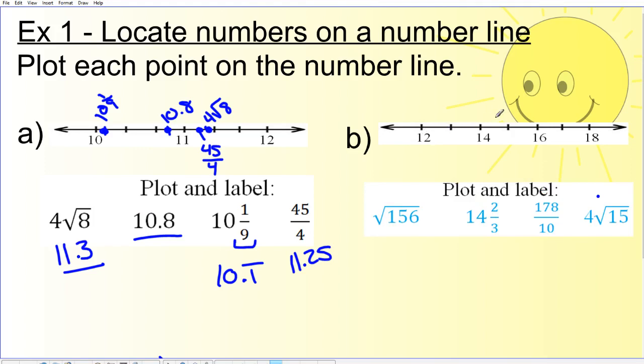Notice it's a different scale. Here's 12, skip a space, 14, skip a space, 16, skip a space, 18. So it might be helpful for you if you throw in what is in between here as you're going to try to plot these 4 points. So what I'd like you to do is pause the video, try this on your own, please. When you're ready to continue, or if you get stuck, hit play, and we'll go through it together.